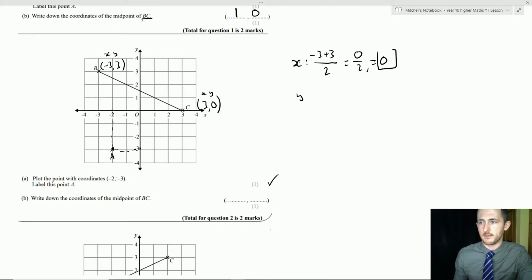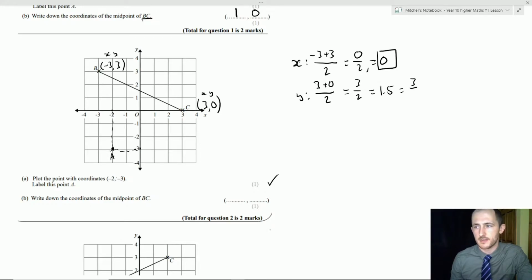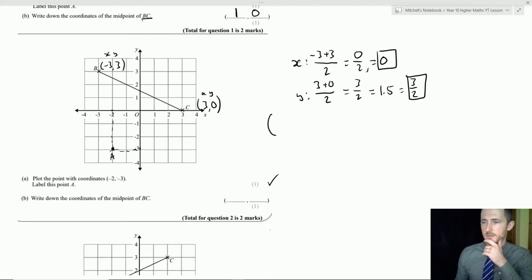So I want to put this in a little box so we know. For y, well, we have 3 and then 0, so let's do 3 plus 0 over 2. By the way, it doesn't matter which order you add the coordinates in, it'll be the same thing either way. 3 plus 0 is 3 over 2. You can either write this as 1.5 or you can just leave it as 3 over 2. Okay, I'm going to leave it as 3 over 2 just for clarity. So here we're going to have the x-coordinate, which is 0, the y-coordinate, which is 3 over 2. So if we were to answer this, it would be 0 and 3 over 2. Like that. Okay.